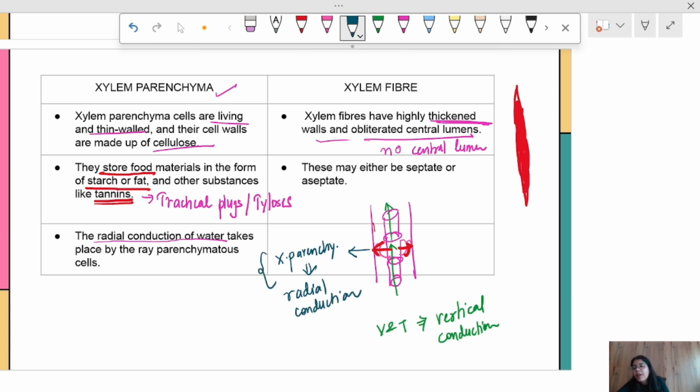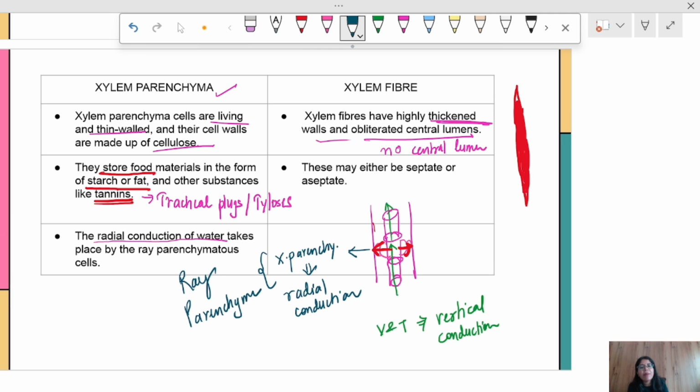Okay, that's why xylem parenchyma is also called ray parenchyma. Which cell of xylem tissue is responsible for vertical conduction of water? Tracheid and vessel. Which cell of xylem tissue is responsible for radial conduction of water? You can say along the radius. That is xylem parenchyma or ray parenchyma.